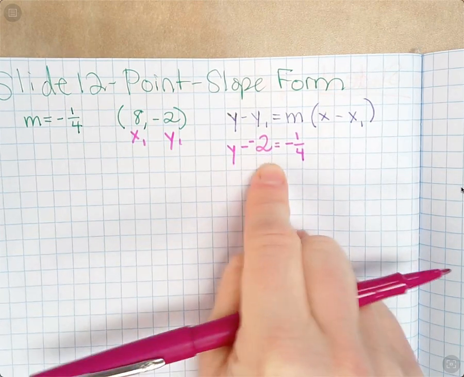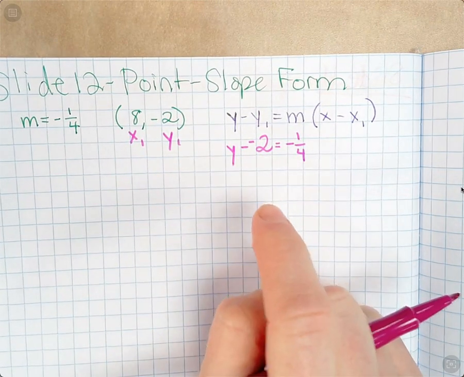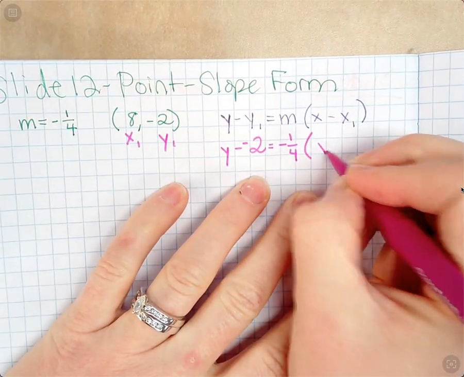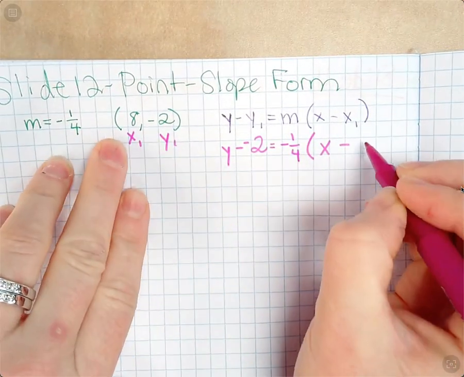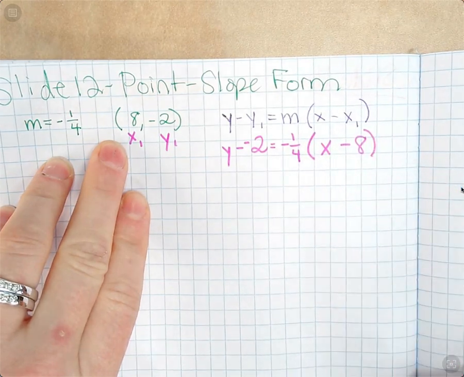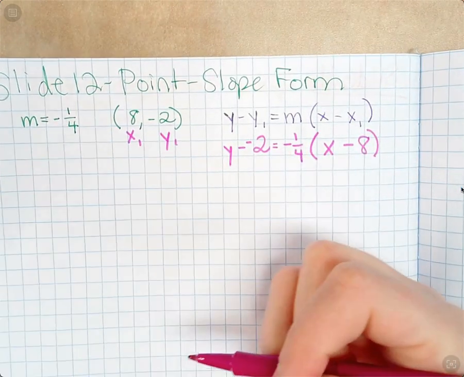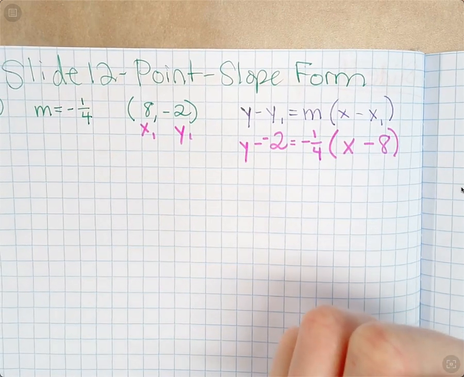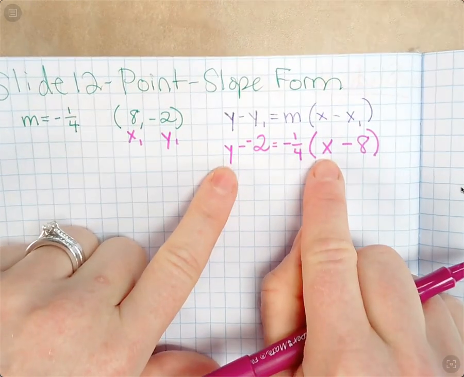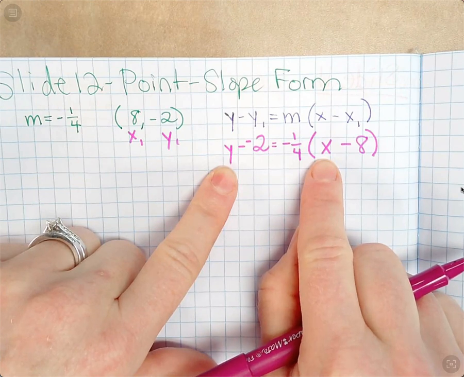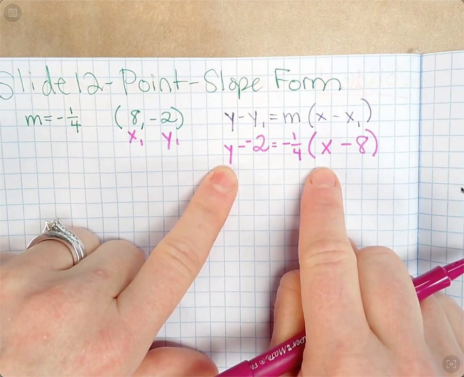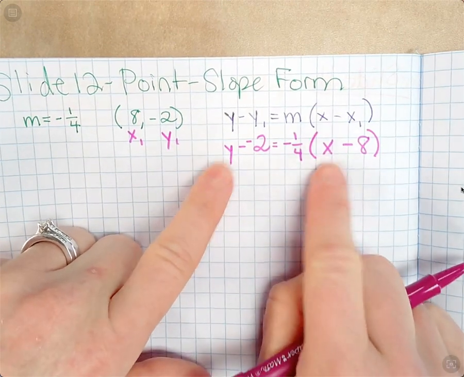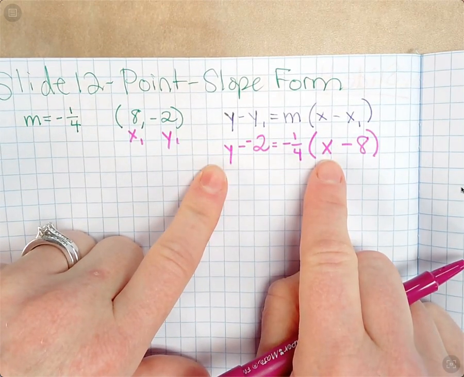So we have a double negative right there. Now I'm going to plug in the x. So x minus x1 is 8. So even after I plug in the slope and a point, I still have two variables. And that's okay because I'm going to end up writing this in y equals mx plus b form. And that means I'll still have the two variables x and y.